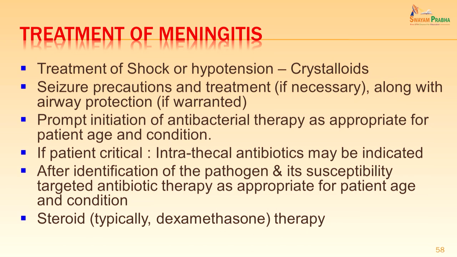Depending on the patient's age and condition, you can choose the antibiotic, because in the earlier age, the infection is more likely to be Haemophilus, and in the later age, it is more likely to be a pneumococcal infection or a Neisseria meningitidis infection. If the patient is critical, intrathecal antibiotics may be indicated. After identification of the pathogen and its susceptibility, targeted antibiotic therapy can be given and the empirical therapy changed to one appropriate for that particular pathogen. Steroid therapy may be indicated in some patients with a lot of edema of the brain.